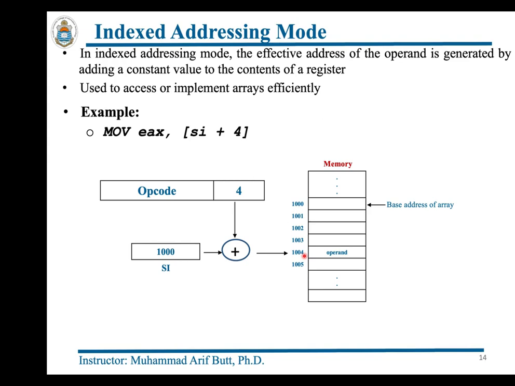So instead of giving the 64-bit address over here in the instruction, we keep the base address of the array, that is 1000, inside the index register, and the offset of the element as an immediate value inside the instruction. And the sum of these two values gives us the effective address where the operand resides. So like PC relative addressing mode, the index addressing mode also helps address large memory sizes while keeping the instruction size small at the same time.